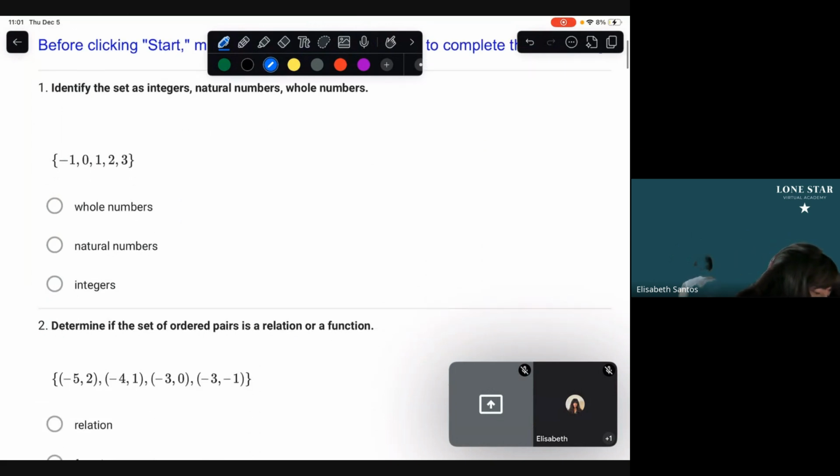Okay, so let's look at the first problem right here. It says identify the set as integers, natural numbers, and whole numbers. Okay, so remember integers, those are your negative numbers like -3, -2, -1, 0, 1, 2, 3, and so forth.